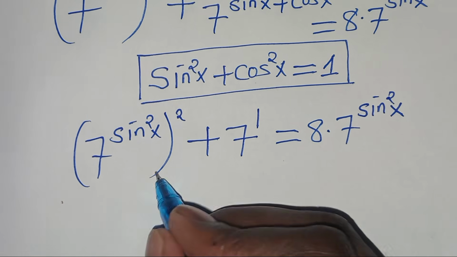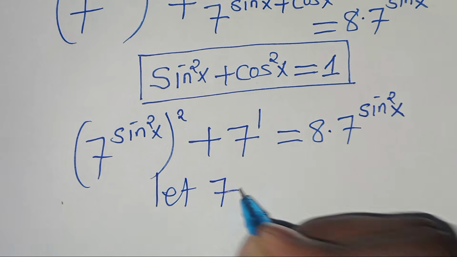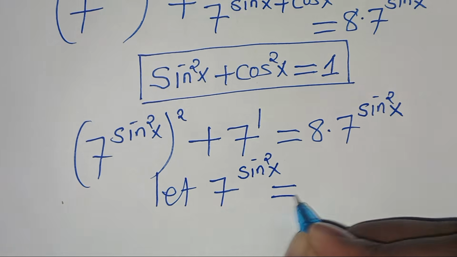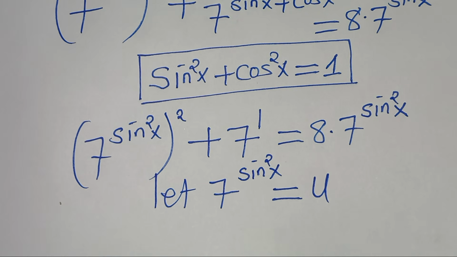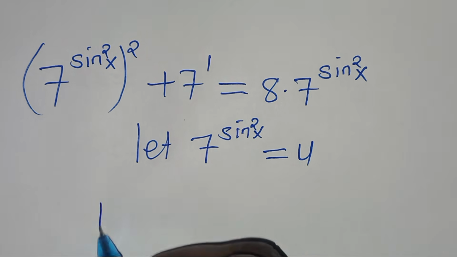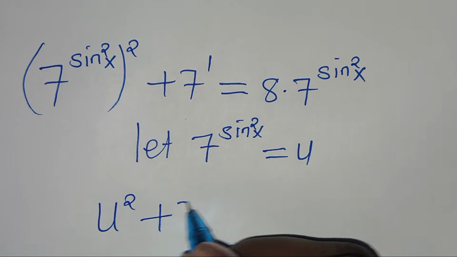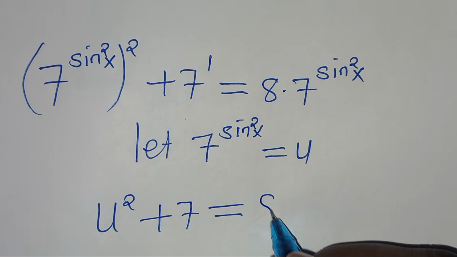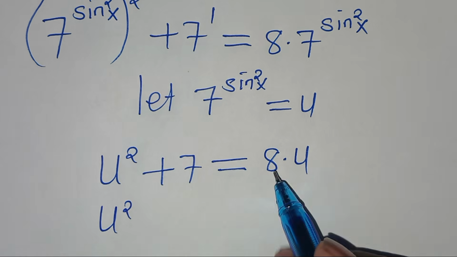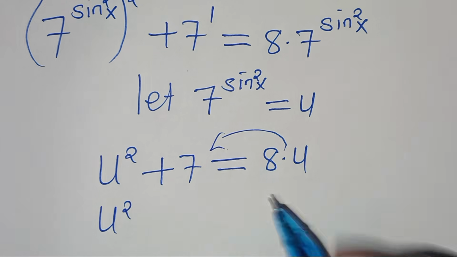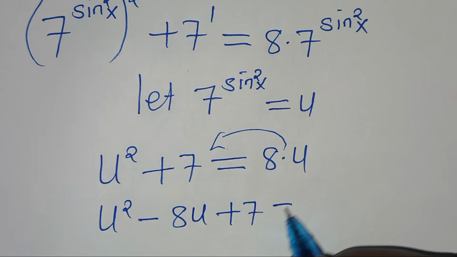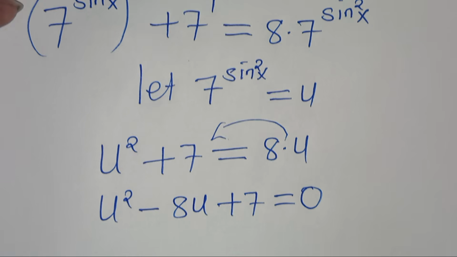Now the next step is that we can let 7 raised to the power of sine squared x be equal to u. Now let's express this equation in terms of u. So we have u to the power of 2 plus 7. This is equal to 8 times u. So this is u squared, we have 8u. Let's take 8u to the left hand side. So this is minus 8u plus 7, equal to 0.